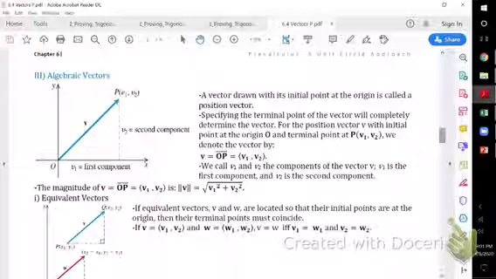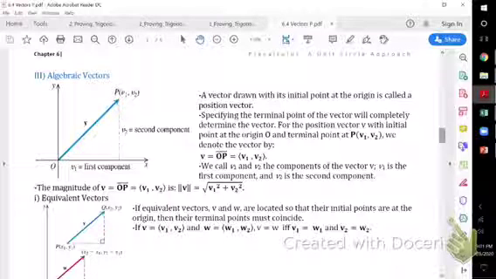Okay, 6.4, we got some more notes going on here. So part 3 starts on algebraic vectors. It tells us here that a vector drawn with its initial point at the origin is called a position vector. If you look over there at what they have on the left, vector v, you can see it's starting at the origin and going to the terminal point, which is v1, v2. That's vector v. It's called a position vector.